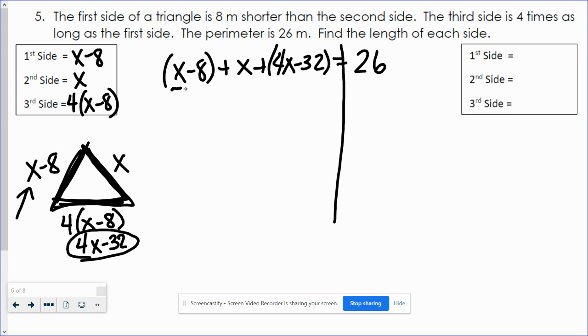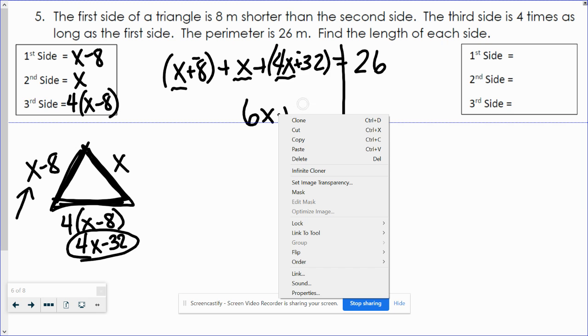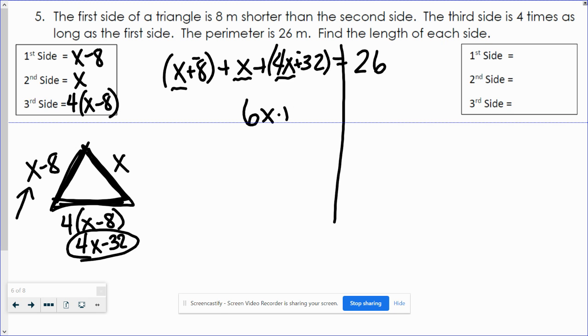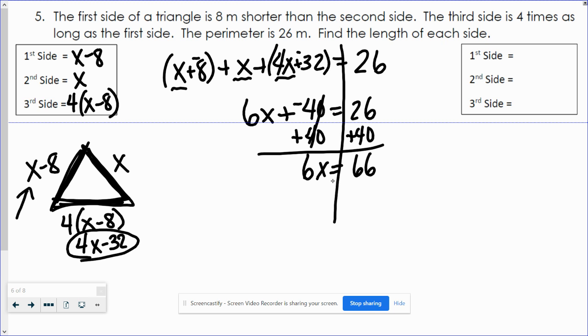So here's an x, and then another one, that's 2, and then 4 more gives me 6x. And then I've got a negative 8 and a negative 32, which would actually be, sorry about that, which would actually be a negative 40. So I'm going to add 40. Which works out very nicely.